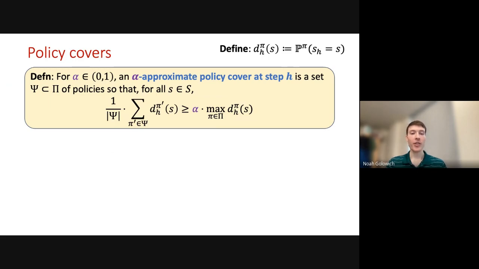First of all, let me formally define a policy cover. To do so, we'll need the following definition. For state S in step H in policy pi, I'll let dH pi of S denote the probability that the hth state on a trajectory drawn from pi is equal to S. Now, for some parameter alpha between 0 and 1, an alpha approximate policy cover at step H is a set psi of policies, so that for each state S, the probability that a uniformly random policy drawn from the cover psi visits S at step H is at least an alpha fraction of the maximum possible probability. And these visitation probabilities are exactly these measures dH pi.